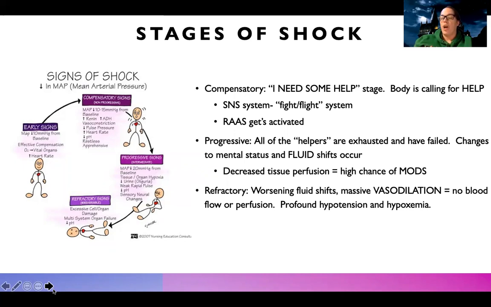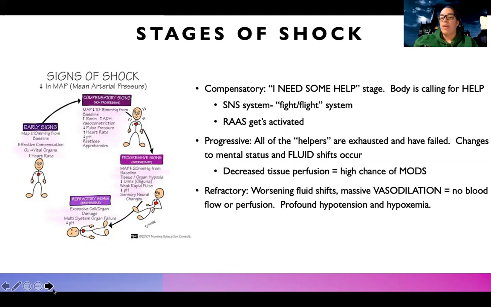But what happens in shock is that you then move into the progressive stage, where pretty much all of your helpers are exhausted. Your sympathetic nervous system is like, all right, I'm only supposed to be here in emergencies, and you've been in an emergency for way too long now. The RAS is exhausting all of its resources, or it's just making things worse. You start to see changes in mental status and fluid shifts start to occur, and that's where you start to see a lot of signs of decreased tissue perfusion, and they can start going into multi-organ failure.